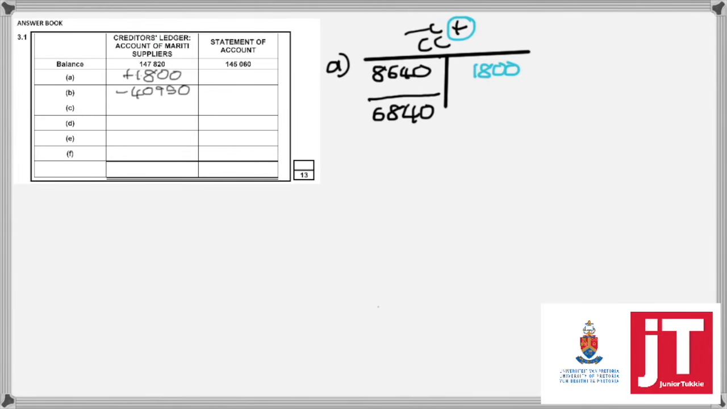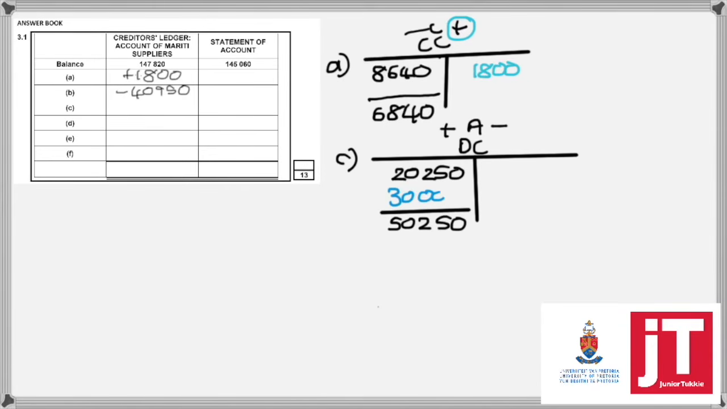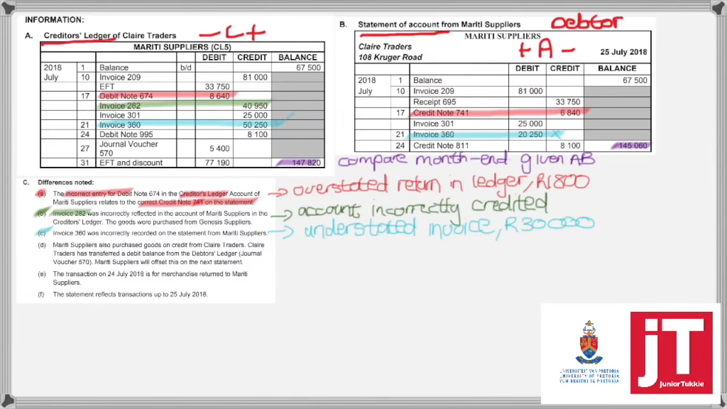So again, if you're not sure, you can always just open a quick T account. They made a mistake, so from their perspective, we are a debtor. They've recorded it as 20,250. It's supposed to be 50,250, so we need to add 50,000 on the debit side, and by adding it, it will have a positive effect on the balance. So on the statement of account, number C, we're going to say plus 30,000.